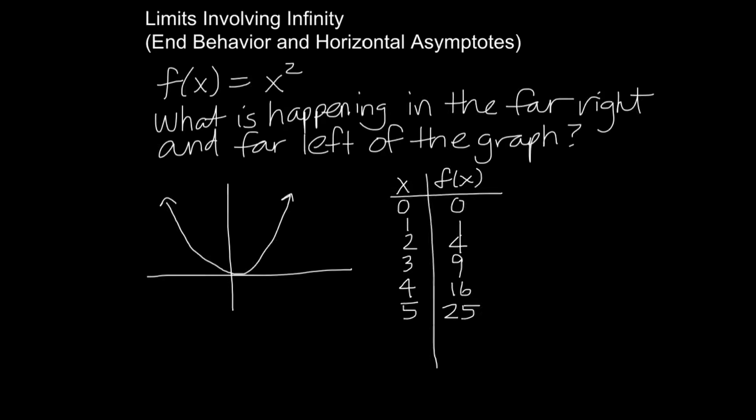Now, as you can see, as these x values get higher, so do the y values. What if I skip a whole bunch of inputs and go all the way to 100? Then the output will be 10,000. If I go to 1,000, then the output will be 1 million. And so what is happening is that as x gets large, f of x, the y values, also get really large.